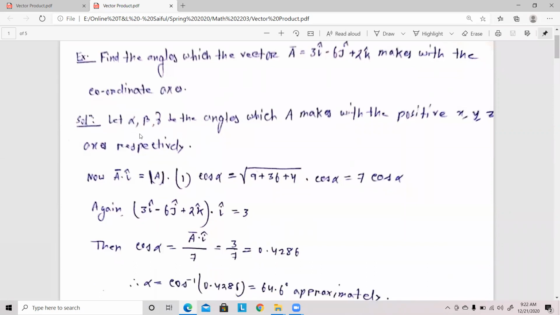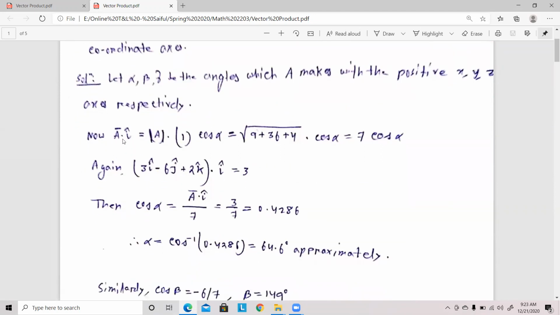At first, we have to let the angles that the vector A makes with the coordinate axis be alpha, beta, gamma. That means the vector A makes the angle alpha with the x-axis, angle beta with the y-axis, and angle gamma with the z-axis. So here is the process: how could we find the angle of a vector with a coordinate axis?